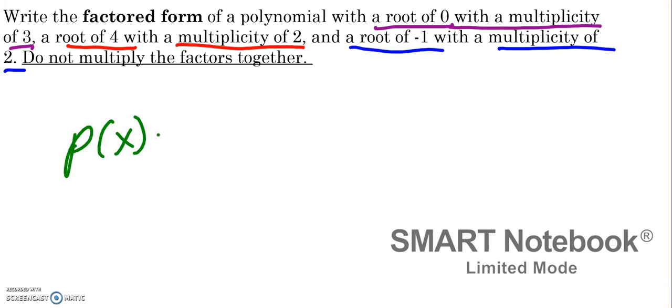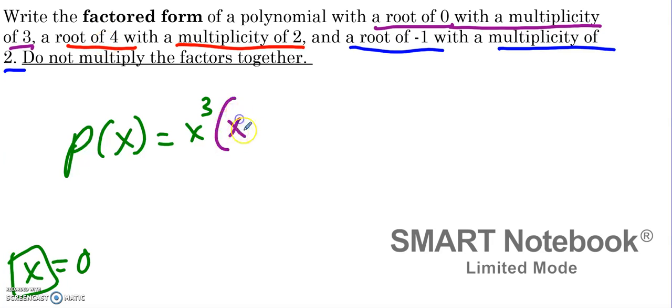So p of x equals, if I have a root of 0, so think about that, that would be x equals 0, so the factor is just x. So that's going to be x to the third power. Then we have a root of 4, so the factor is going to be x minus 4, with a multiplicity of 2. And then the last one, we have a root of negative 1, so the factor is x plus 1, but we have a multiplicity of 2 again. There we go. Any questions?